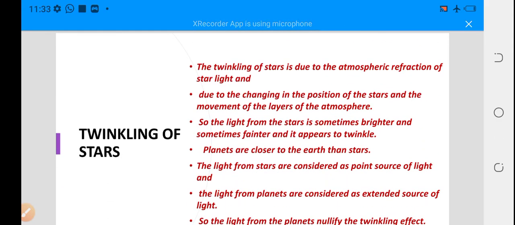But why are the stars twinkling? The twinkling of stars is due to the atmospheric refraction of starlight. So here we have the atmosphere.